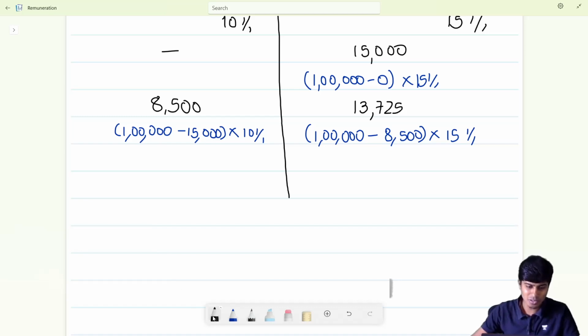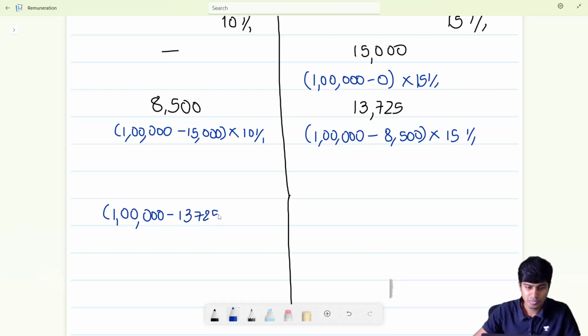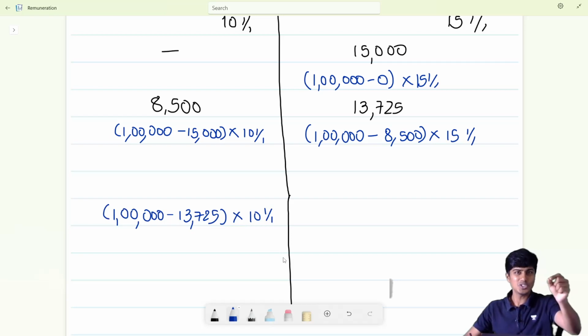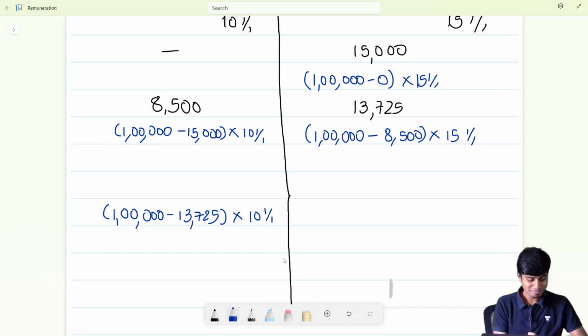Oh my God, sir, what are you doing? I'm doing the solution to the problem. Okay, let me write here. 1 lakh minus 13,725. That percentage sign is not accepting, so I'm drawing that line. Don't see it as a mixed fraction. It's 10%. So how much is it? 1 lakh minus 13,725 into 10% gives us 8,627.5.